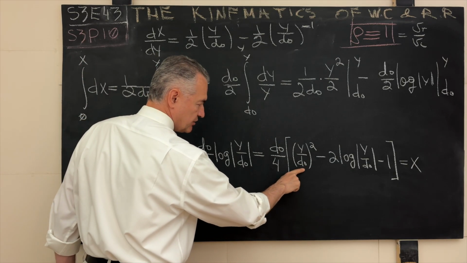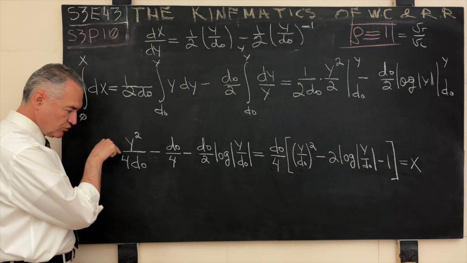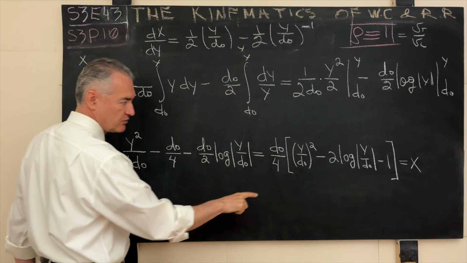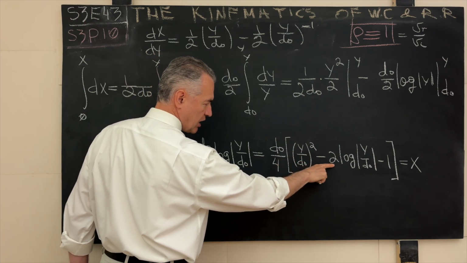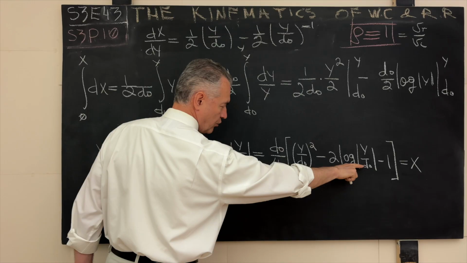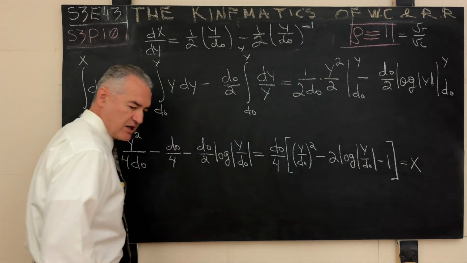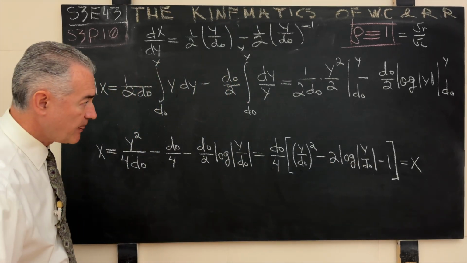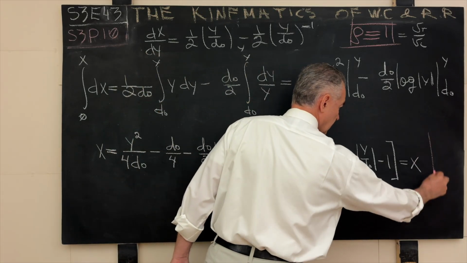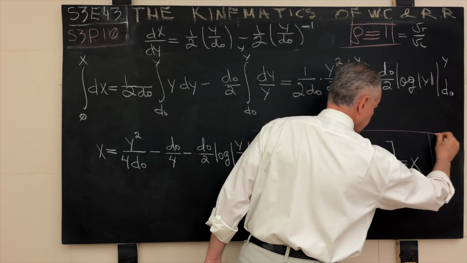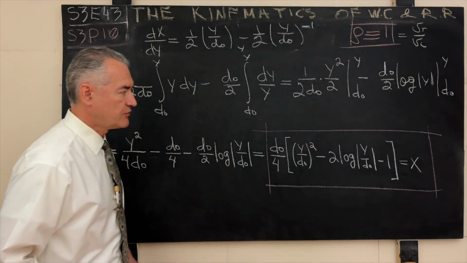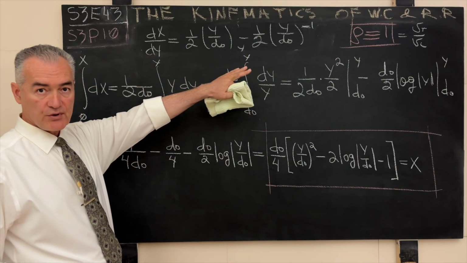In this case, in the first term, we have d0 moving into the denominator, and we have a nice ratio of y to d0 squared minus 2 copies of the logarithm of y over d0 minus 1. This is the shape of, this time, what is called the curve of pursuit. The curve of pursuit when the ratio rho is equal to 1.